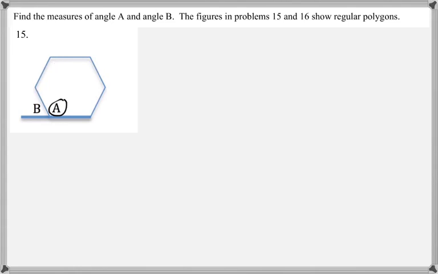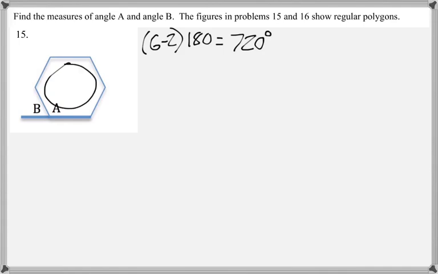So my first step is I want to figure out what is the sum of all of these angles. So what type of shape is this? This is 1, 2, 3, 4, 5, 6. So this is a six-sided polygon, or a hexagon. So I'm going to take 6 minus 2 times 180 using my formula. So 4 times 180, we get 720. So the sum of all of these angles is 720.